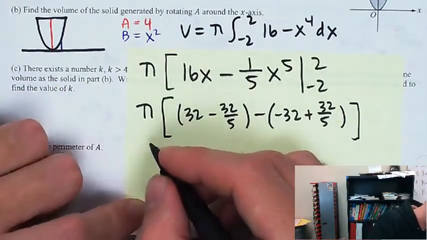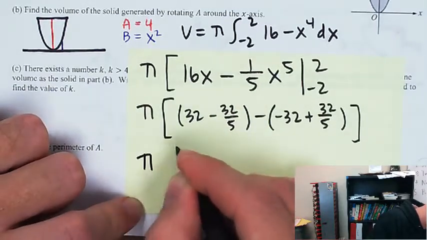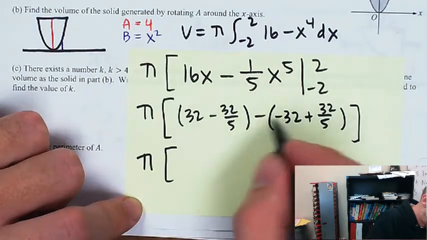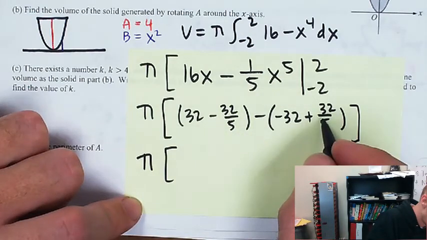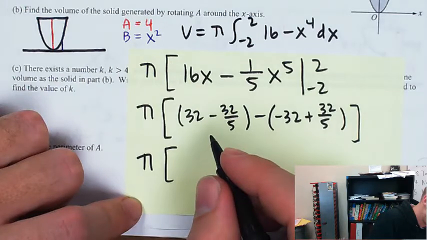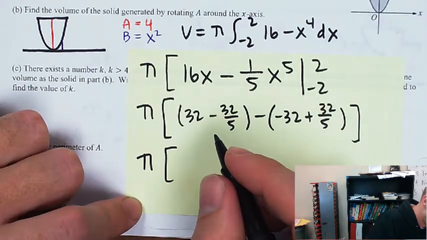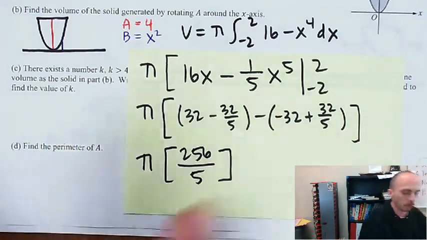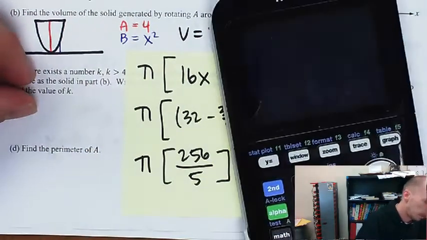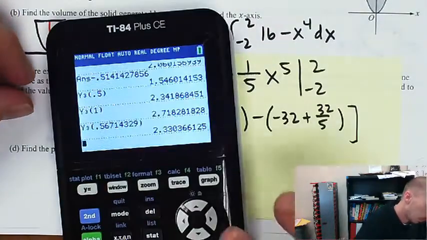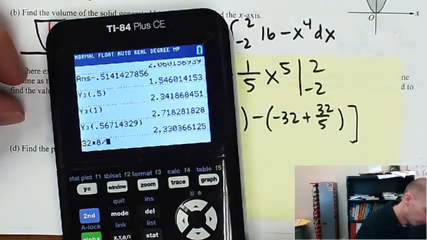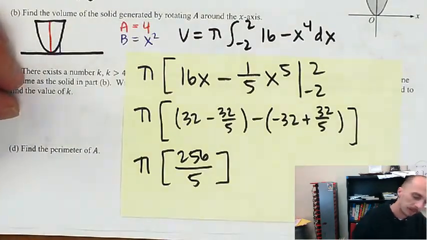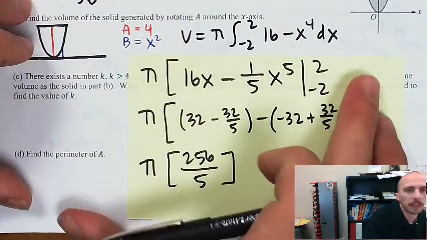Which, if we had to combine them, would be pi times, all right, well, that'd be 4/5 of 32. And then I'm just going to add another one. So that'd be 8/5 of 32. Pretty sure that's what that's going to be. 8/5 of 32. Yeah, 256 over 5, yeah. And all right, so I've got that.